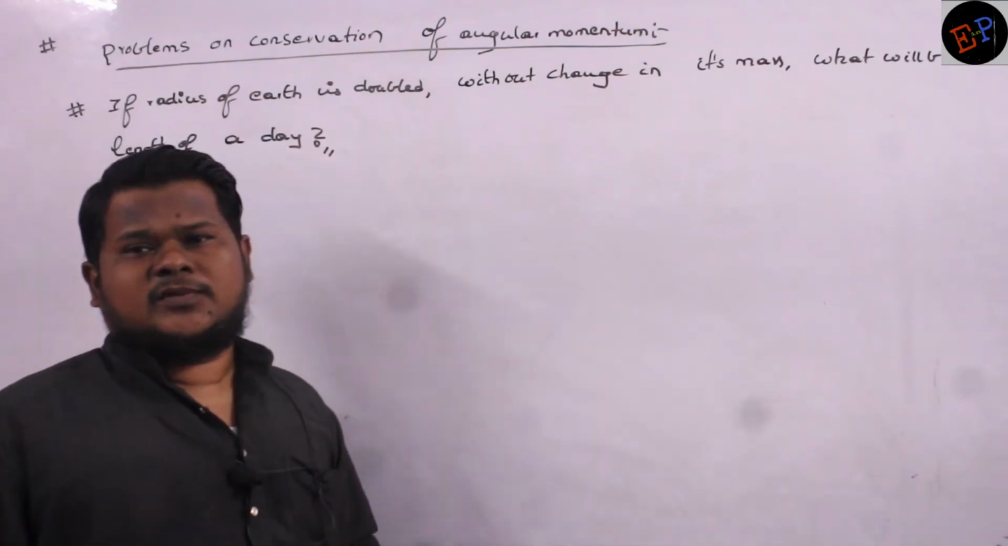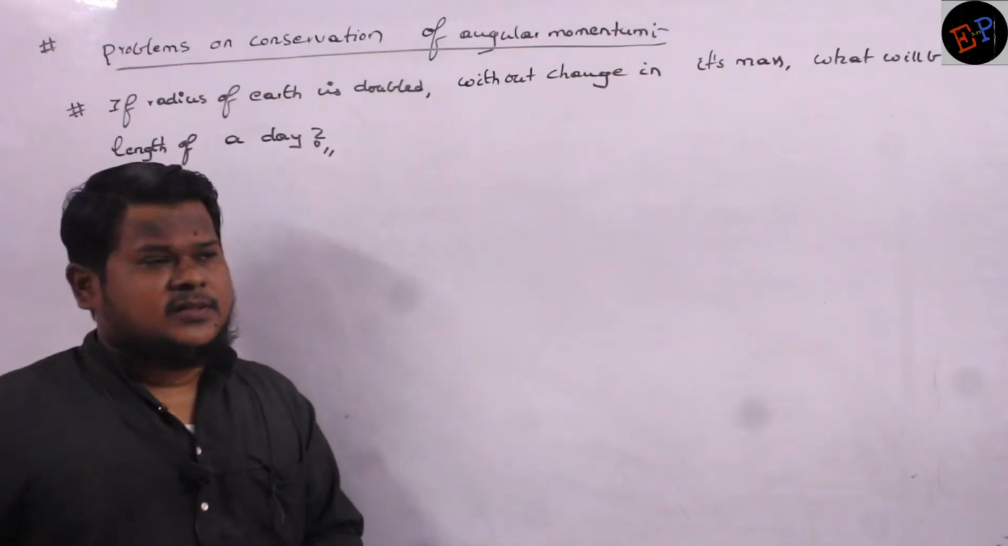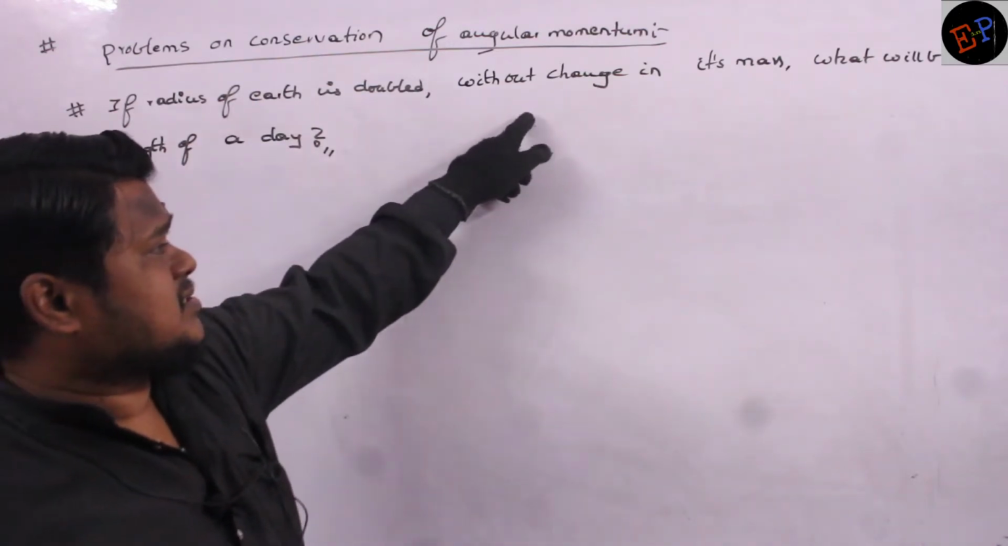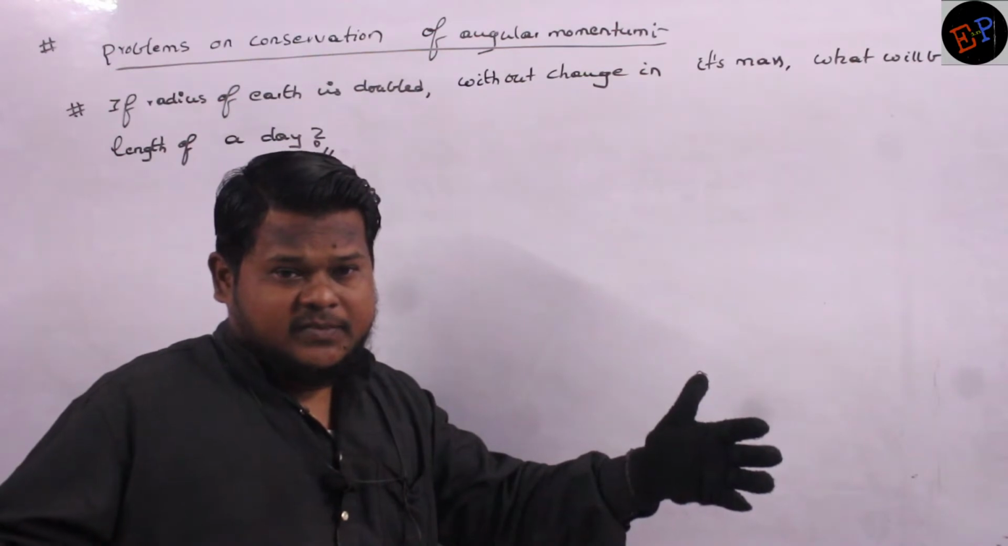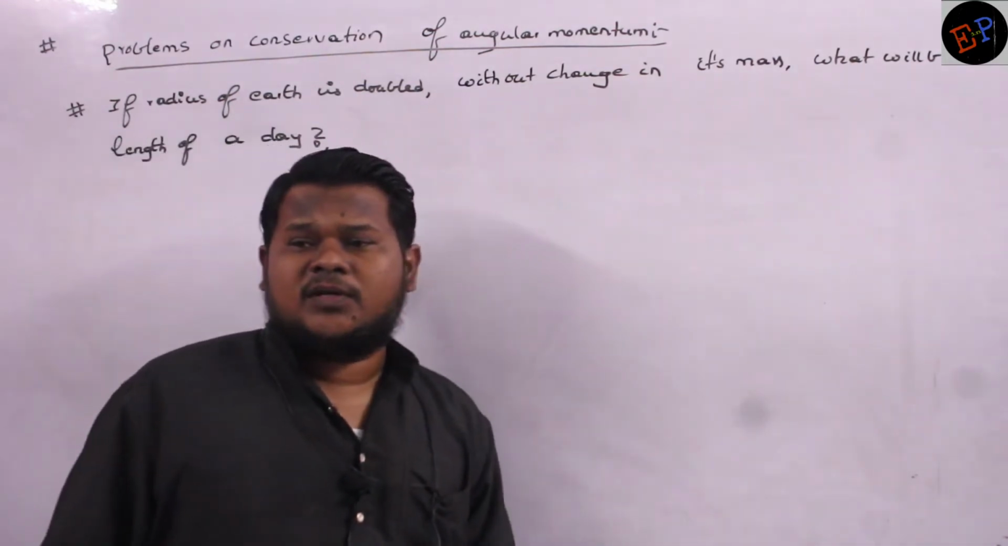So we know the radius of Earth is r, 6,400 kilometers. Mass is some 6 into 10 power 24 kg. Mass is not changing, so just the radius of the Earth is becoming double. Are you able to understand? Then what will be the length of a day? Length of a day depends on what?